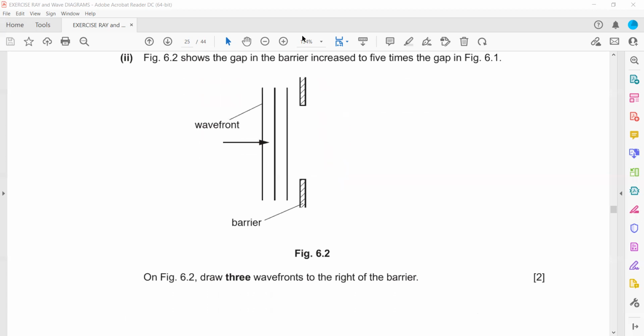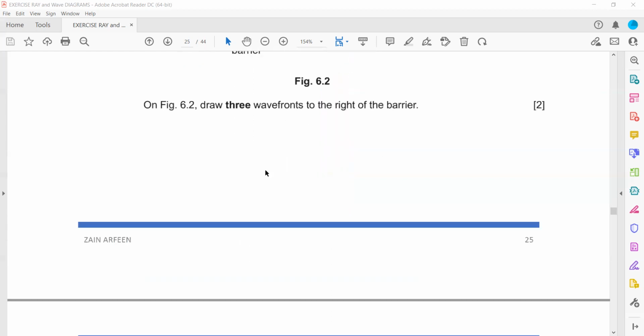If the gap is larger, there is small diffraction. How do we represent small diffraction? We draw straight lines, and only the edges will be curved. So this shows small diffraction. And keep one thing in mind, that the distance between two successive wavefronts, that is the wavelength, should not change here. So one is a minimum diffraction, another one is a maximum diffraction.